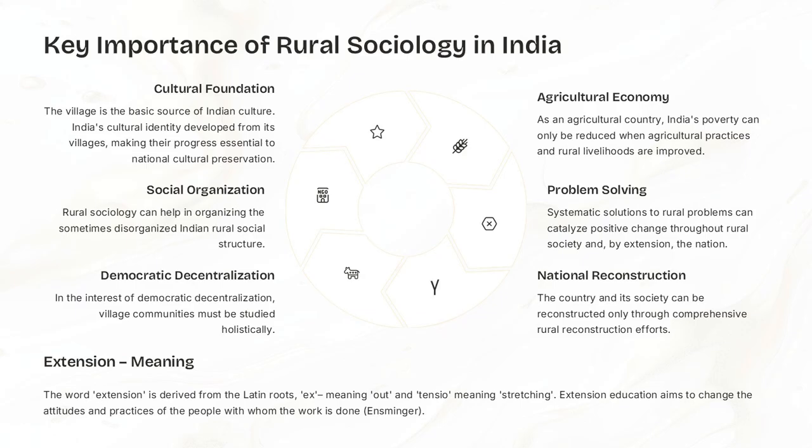Democratic decentralization. In the interest of democratic decentralization, village communities must be studied holistically. Social organization. Rural sociology can help in organizing the sometimes disorganized Indian rural social structure.